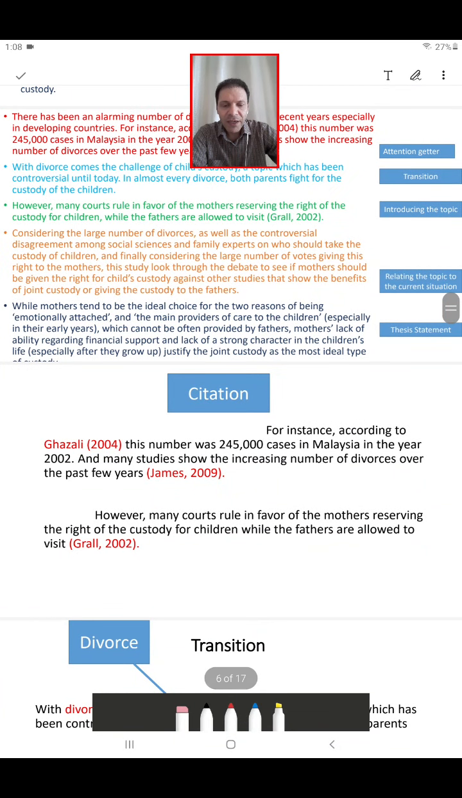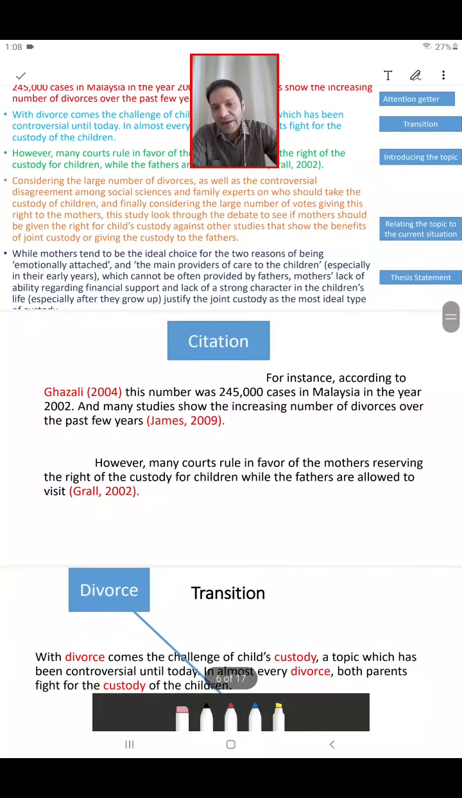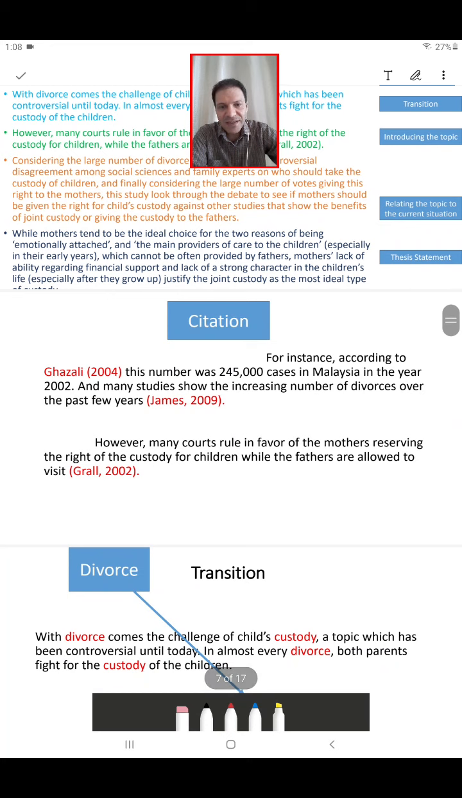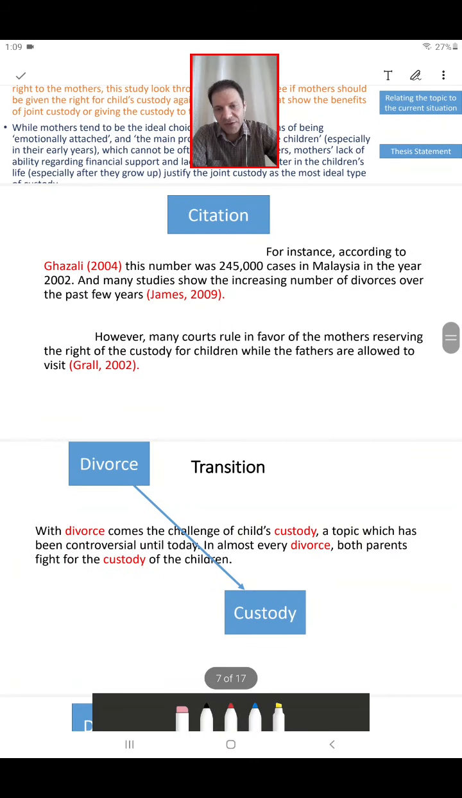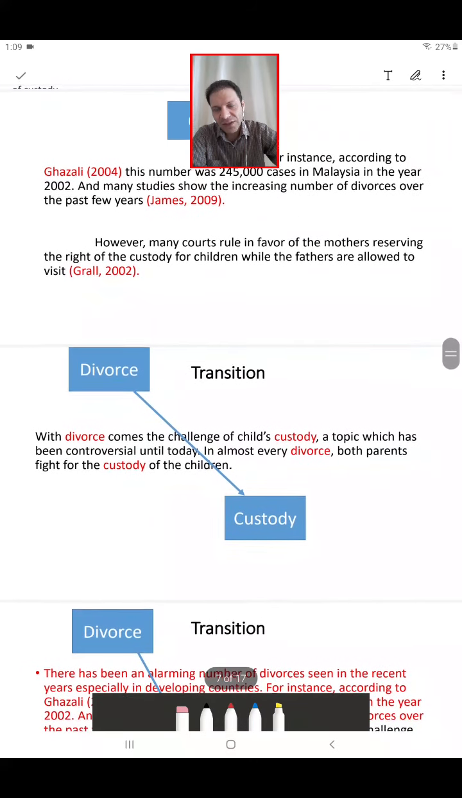So, what else do we have? We need to have citations. As you can see, for the attention getter, I give citations. Because this is academic writing, you cannot make claims. If you want to make a claim, you need to refer to another person's work. Also for definitions.